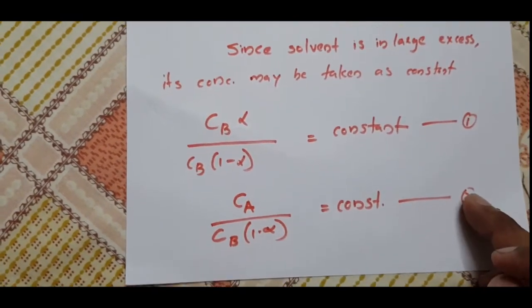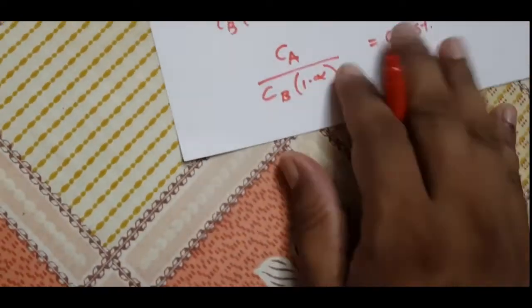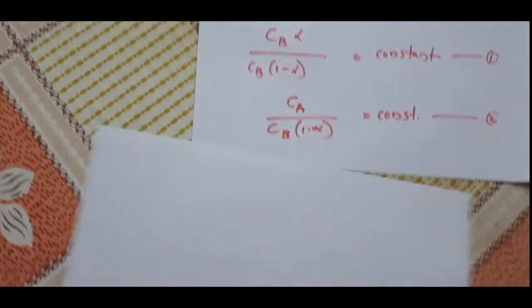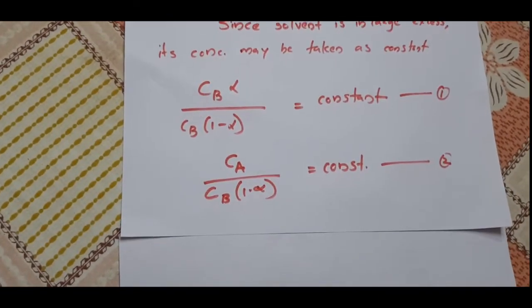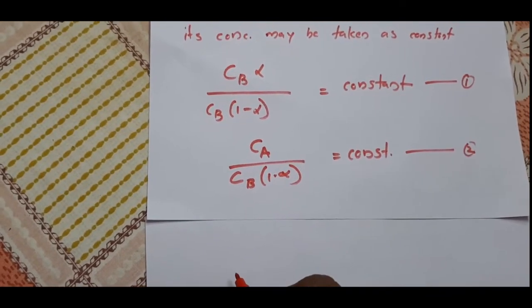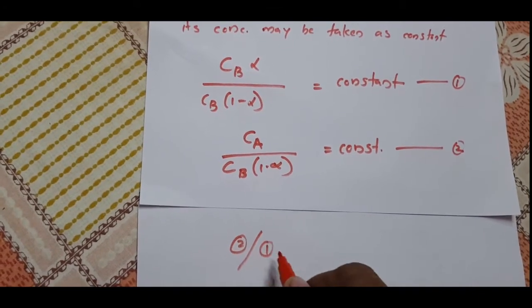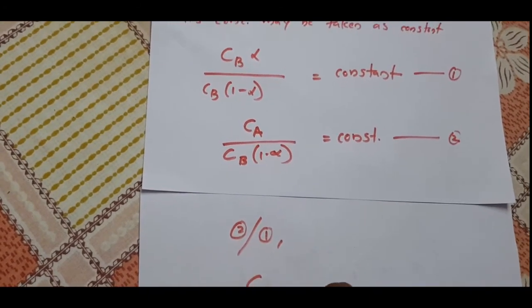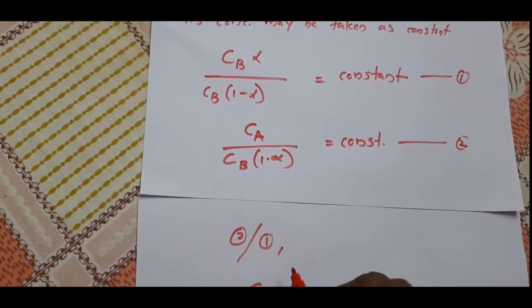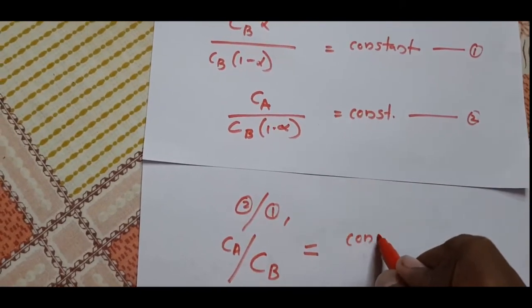Then dividing equation 2 by equation 1, we get Ca by Cb is equal to a constant.